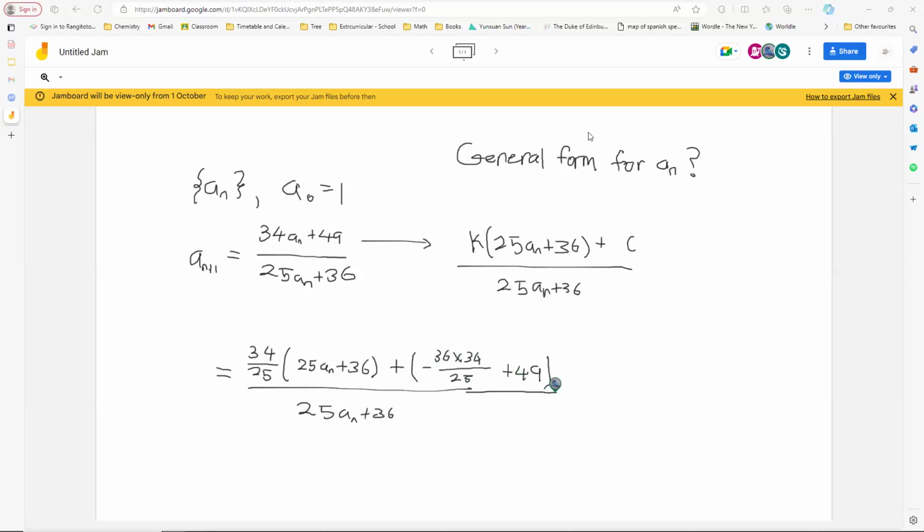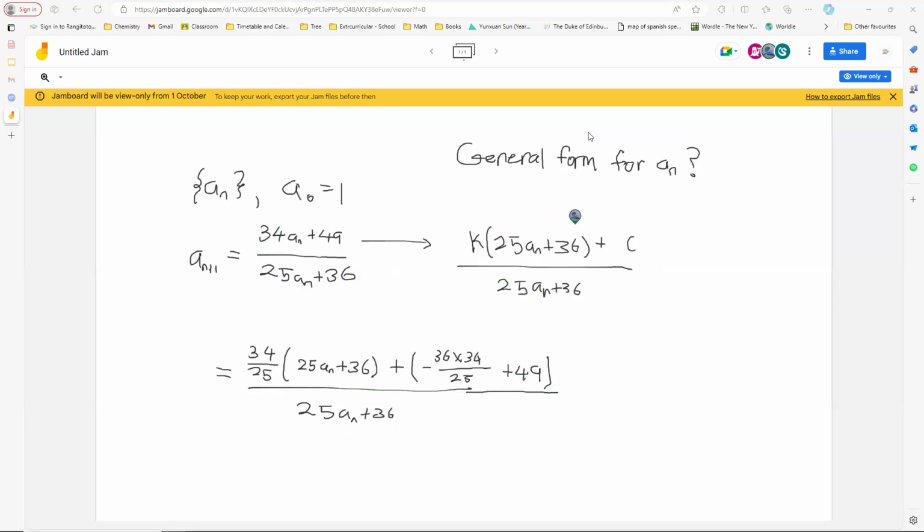So we have this 34an term corresponding to this 34an term. We have this 34 times 36 over 25, which we've canceled out with this 36 times 34 over 25. And we add our 49 back in, which corresponds to this 49. So this expression is exactly the same as this expression, and this denominator is exactly the same as this denominator. So we've turned this whole expression into this form, right?